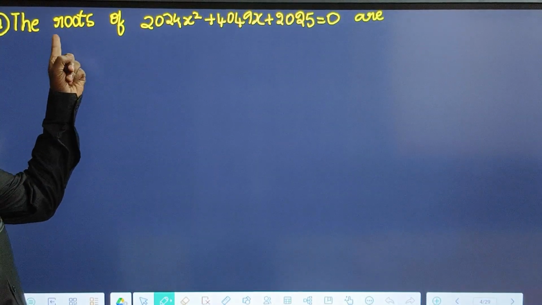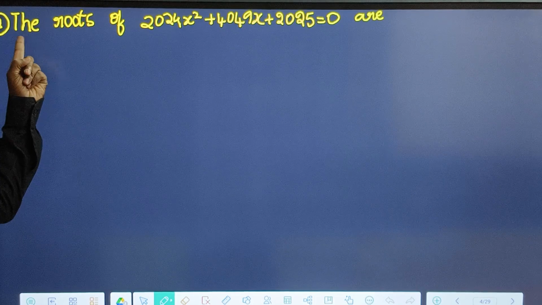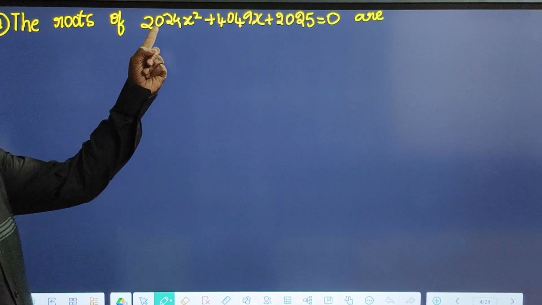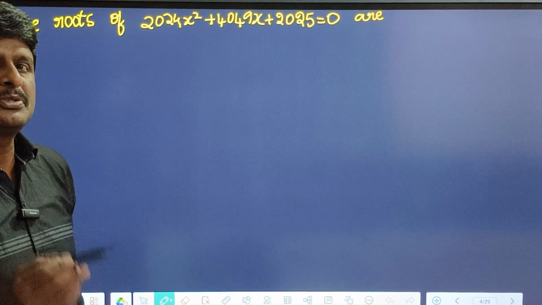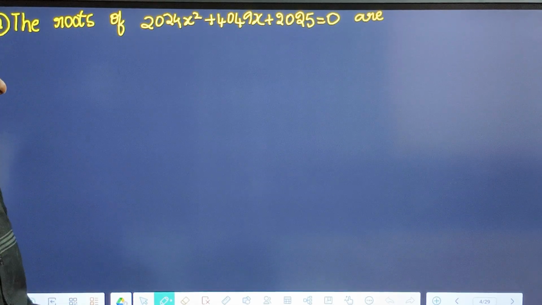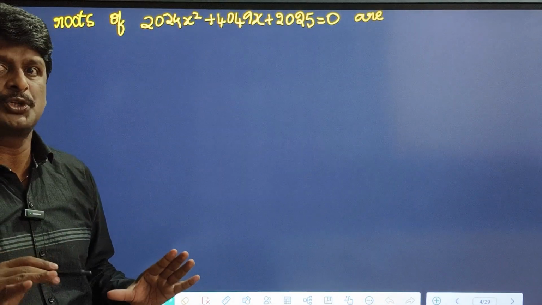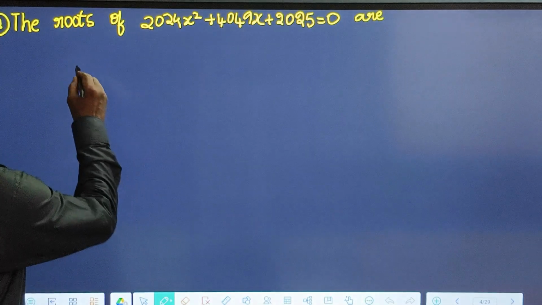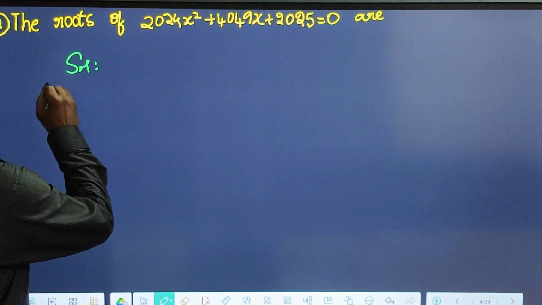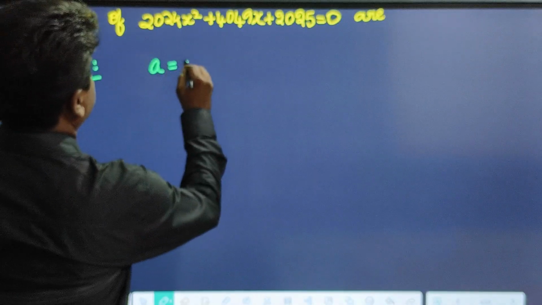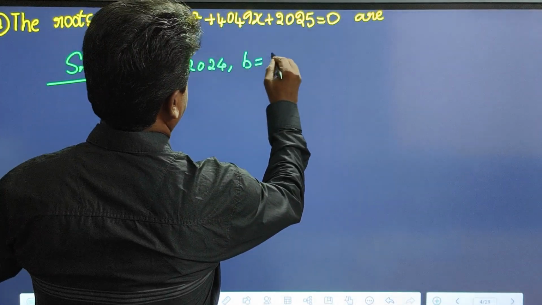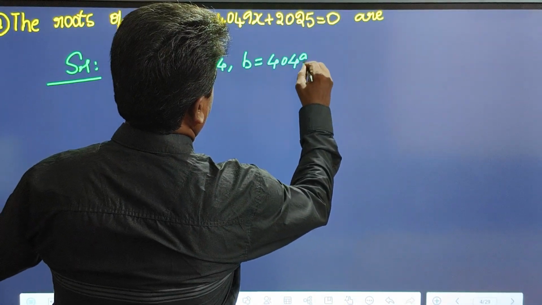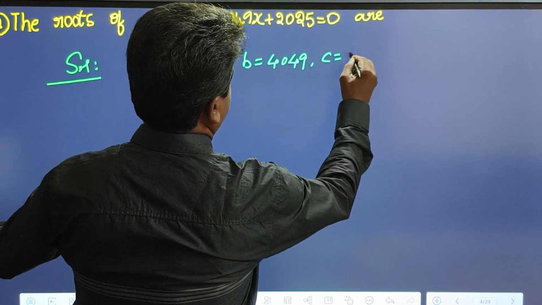See question number 2. The roots of 2024x square plus 4049x plus 2025 is equals to 0 are. Here also the coefficients are two large numbers. That's why, in order to find the roots, first observe the relation between the coefficients.